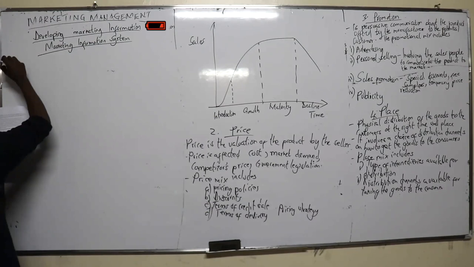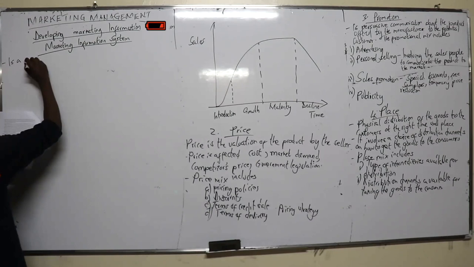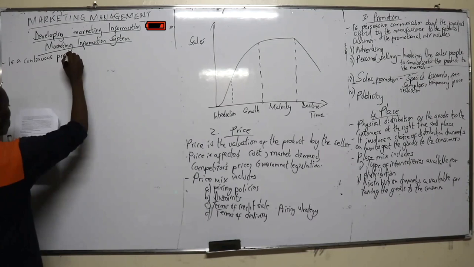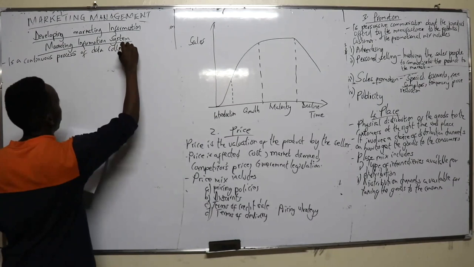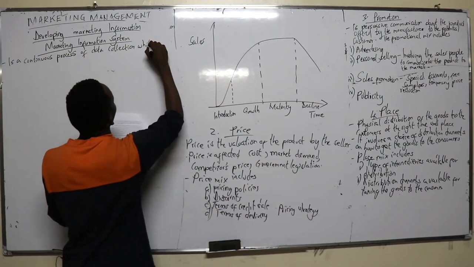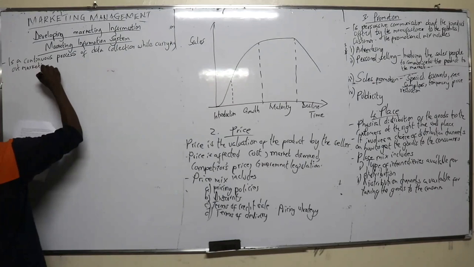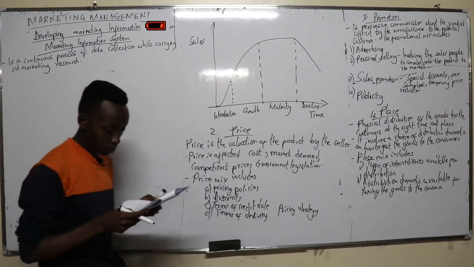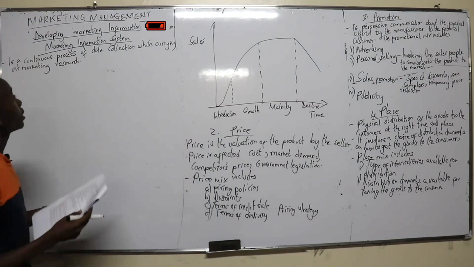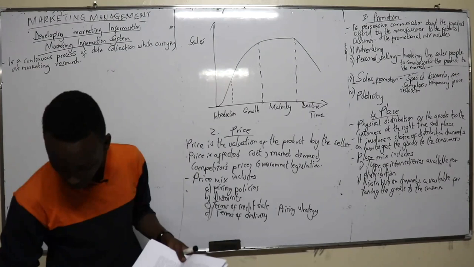This is a continuous process of data collection while carrying out market research. So we are saying that this marketing information system is designed to guide marketing decision making in an organization.